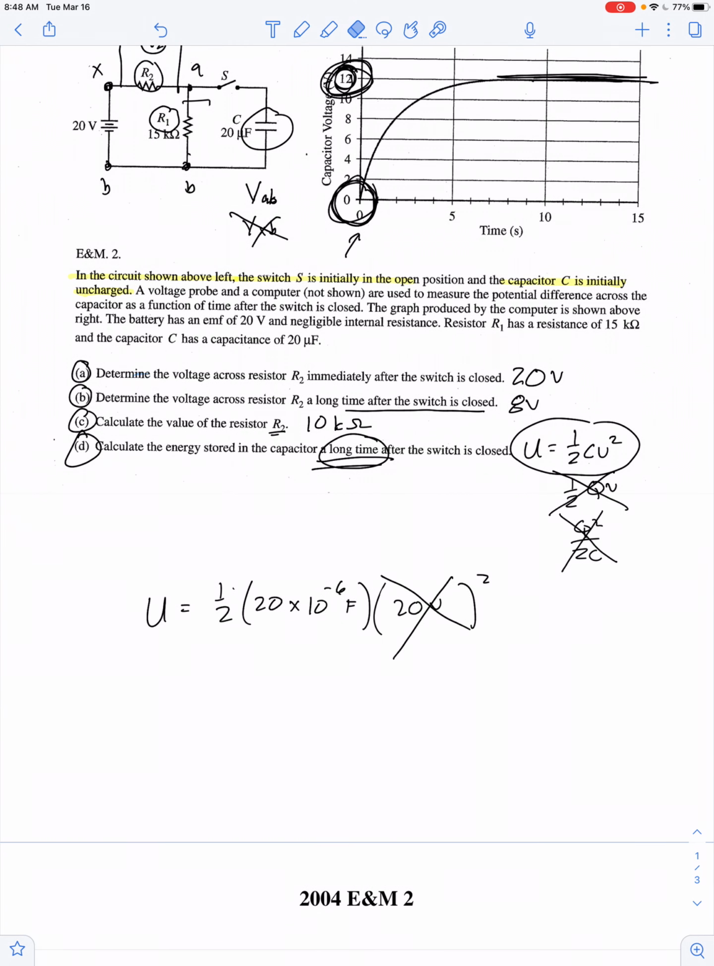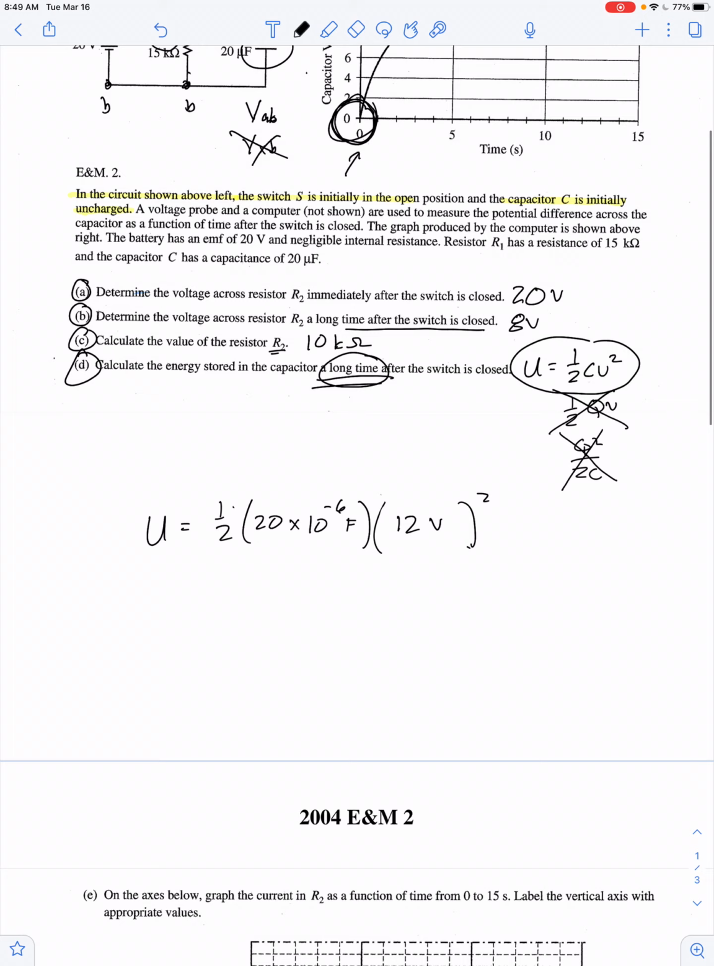What is it? Well, it's 12 volts. Okay. Oh, you didn't need me to tell you that. You weren't going to make that mistake. Grab a calculator. Let's see what we get. So we can call this 1,440 microjoules, or we can call it 1.44 millijoules. We can call it 1.44 times 10 to the negative third joules, whichever you prefer. I kind of like 1.44 millijoules myself.